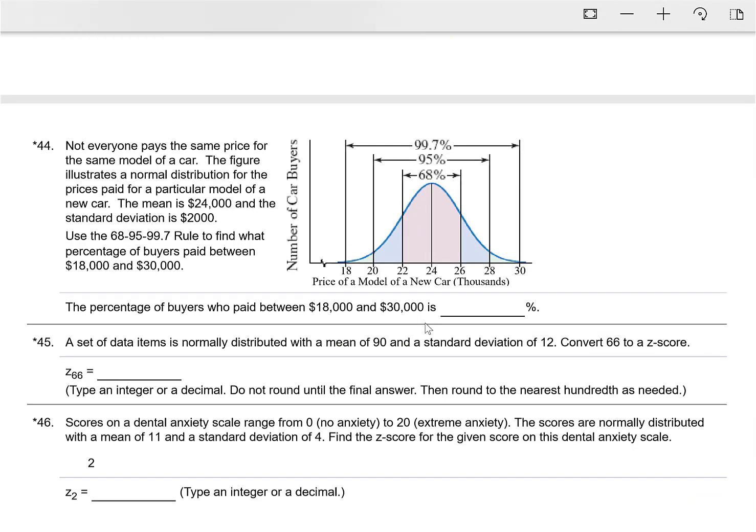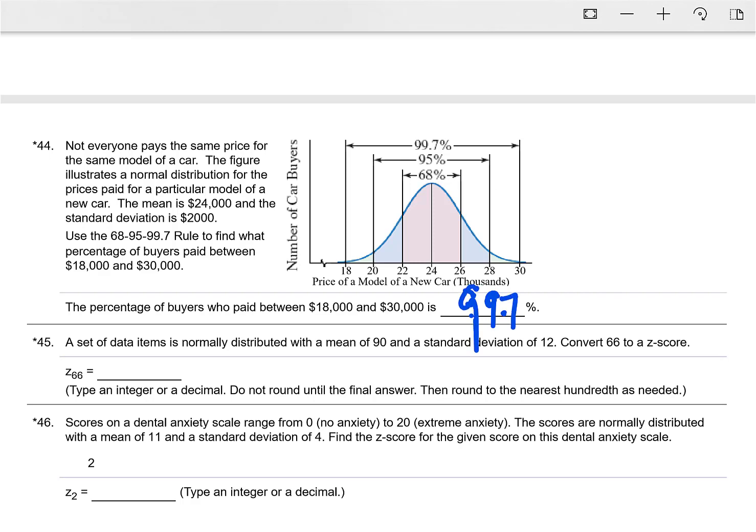Not everybody pays the same price for the same model of car. The figure illustrates a normal distribution for prices paid for a particular model of a new car. The mean is $24,000 and the standard deviation is $2,000. Use the 68, 95, 99.7 rule to determine the percent of buyers between 18,000 and 30,000. And if you notice, they've already done this for you on the graph, and it shows you the answer right on the graph. It's 99.7%. That was a pretty easy question because it's right in the graph.